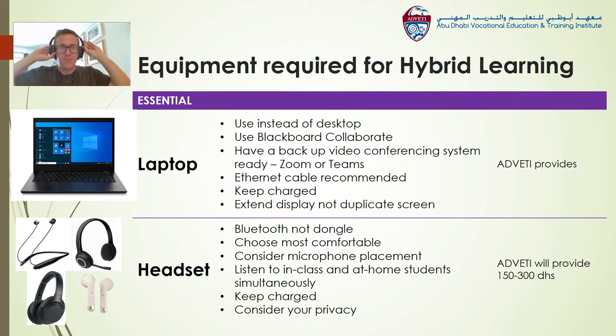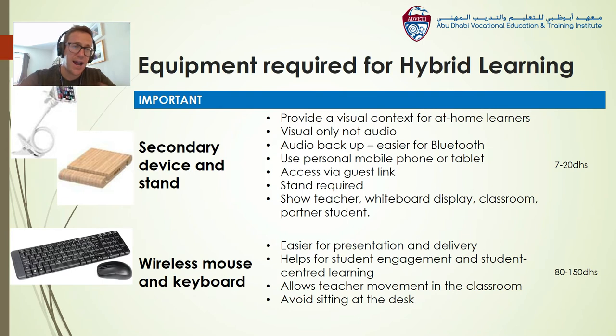for those conversations. Here are two things that I think are very important, not essential, but they would really help. A secondary device and stand. Now, I've put a very cheap IKEA one here, it's like 15 dirhams. But if you have a secondary device, quite simply your phone, then you can put that as a second person to watch the class, and it provides a visual context for the person at home.